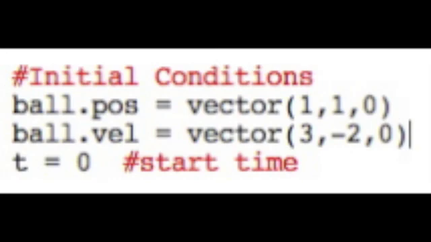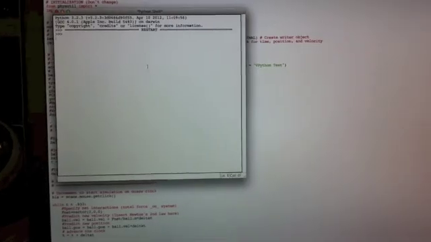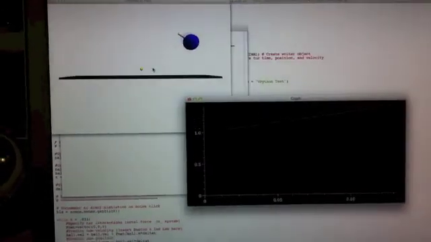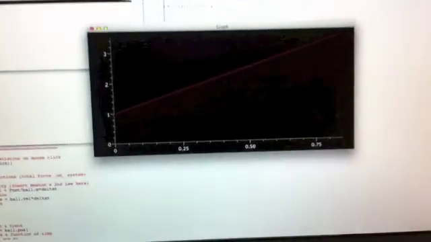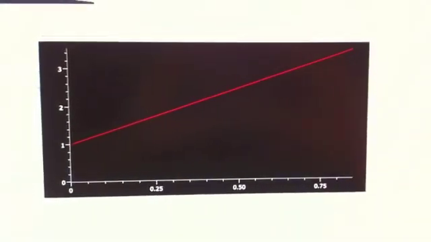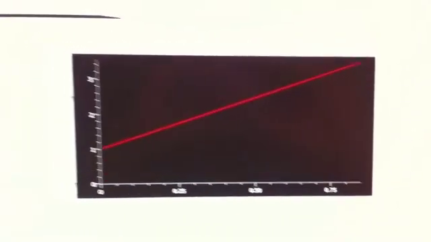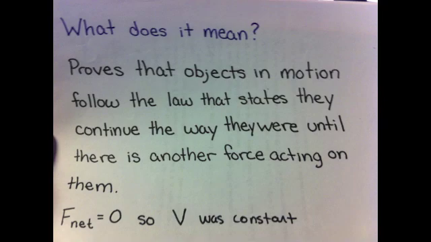The starting position is different and the ball velocity's direction has changed. When I run the module, the ball starts in a different place and goes in a different direction. The graph shows this through a change in the y-intercept and a change in slope, because it only shows the x position versus time. What does it mean?